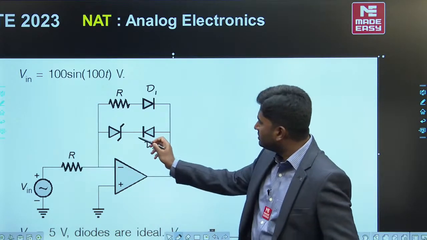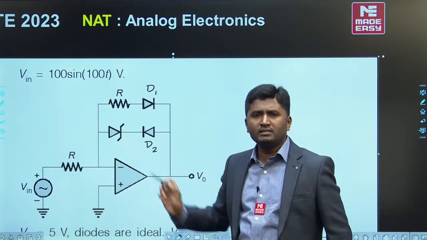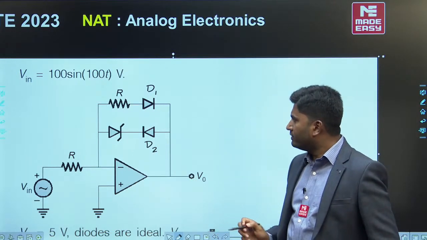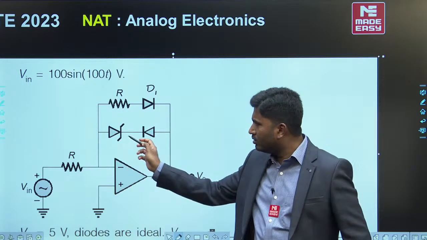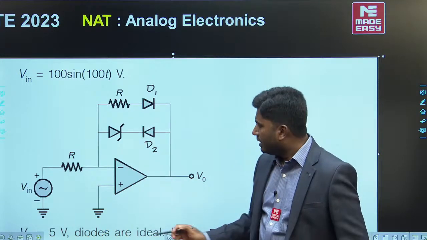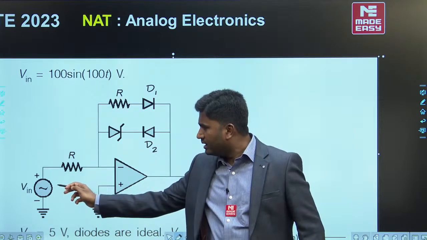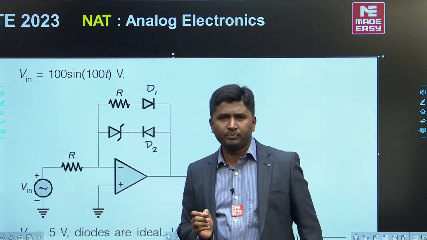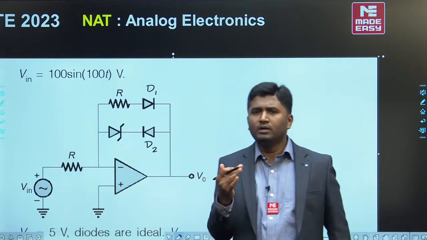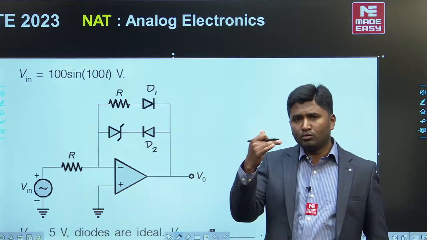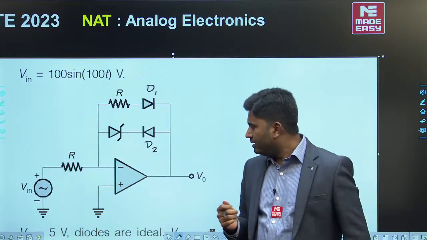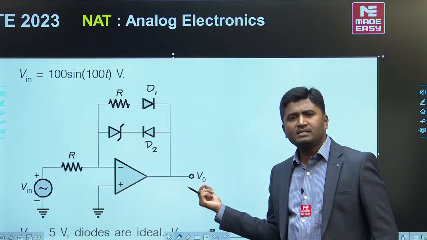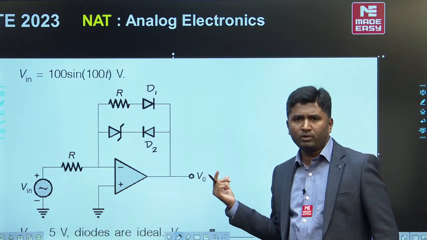And this is a Zener diode with a breakdown voltage about 5 volt, and it was told that these are ideal diodes, and input is mentioned as 100 sin omega t. I mean input has value changing from plus 100 to minus 100 volt, and input is changing sinusoidally. And we have to tell here what will be maximum output and minimum output voltage.